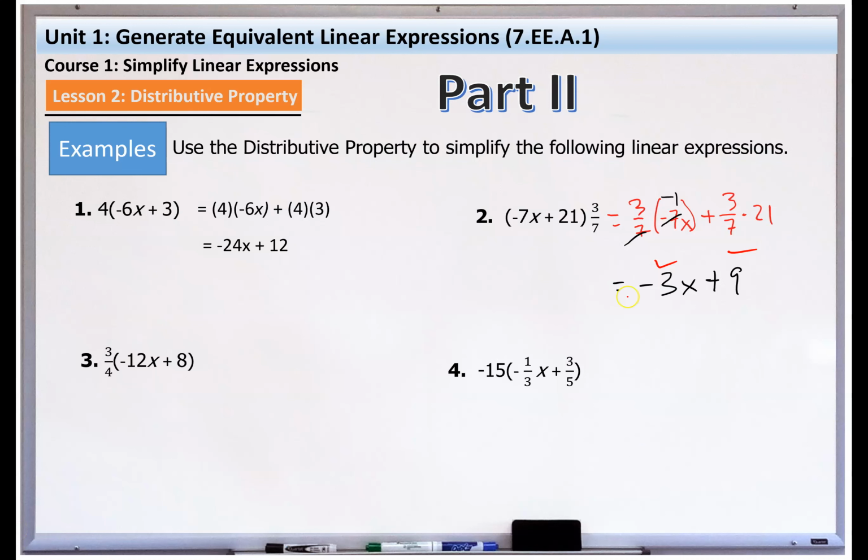Welcome back, guys, to part 2 of simplifying linear expressions using distributive property. We completed problem number 1 and 2. Let's go to problem number 3.